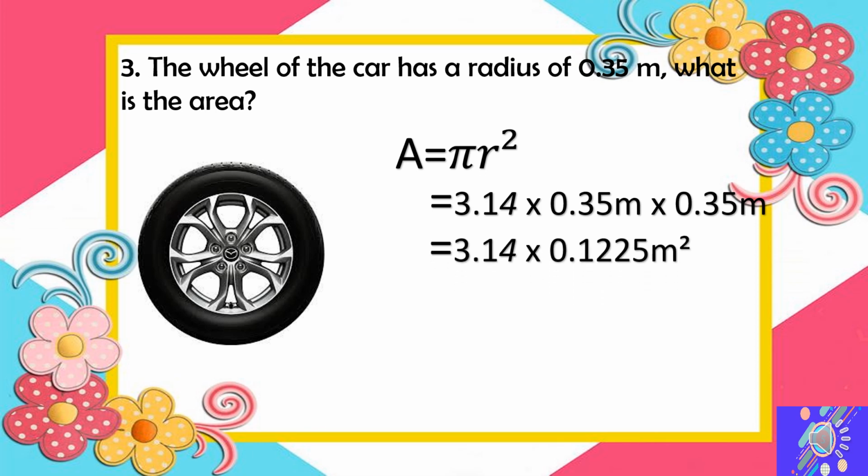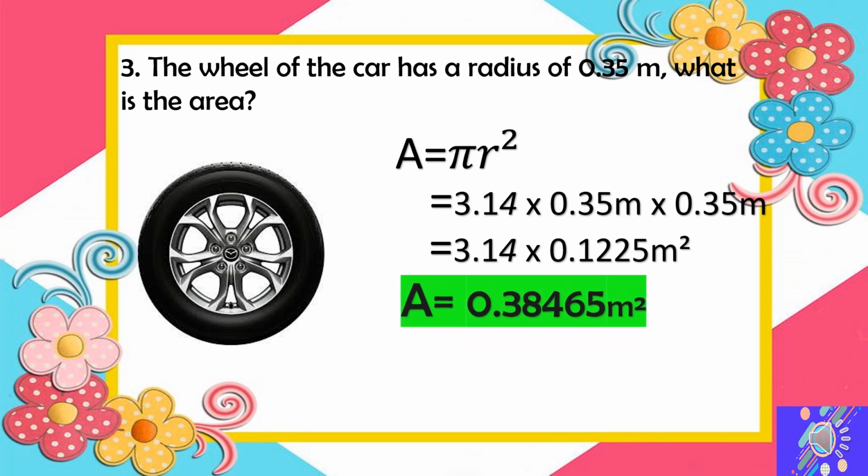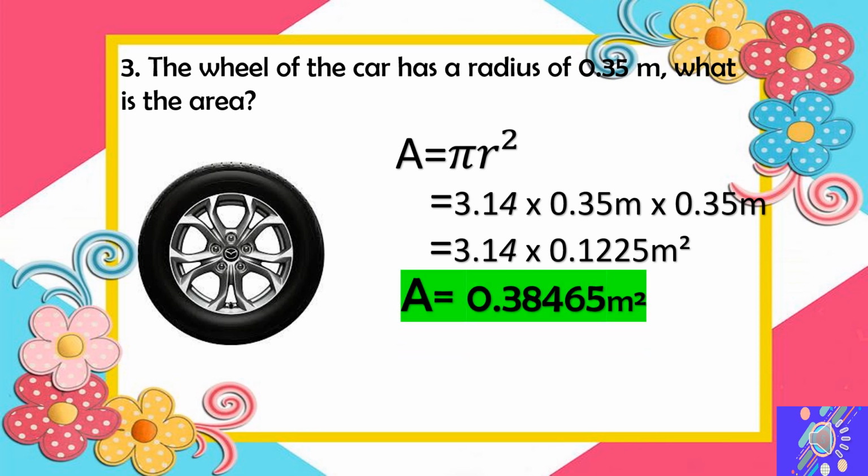So the answer is 3.14 times 1,225 square meters. So when we multiply that, the answer is 38,465 square meters, and that is the area of the wheel of the car.